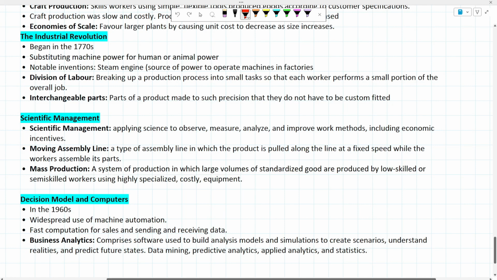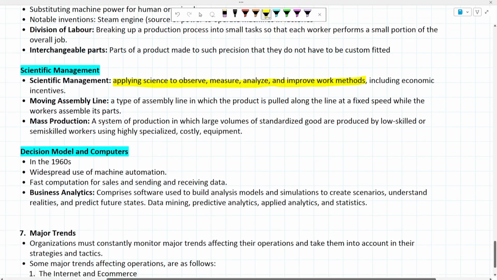Let's look at scientific management. Scientific management is applying science to observe, measure, analyze, and improve work methods, including economic incentives. So let me highlight that. Moving assembly line, a type of assembly line in which the product is pulled along the line at a fixed speed while the workers assemble its parts. Mass production, a system of production in which large volumes of standardized goods are produced by low-skilled or semi-skilled workers using highly specialized, costly equipment.